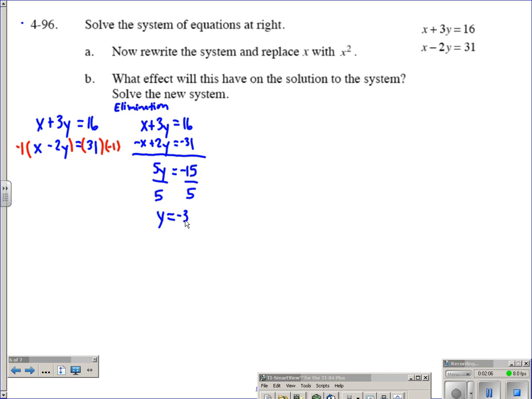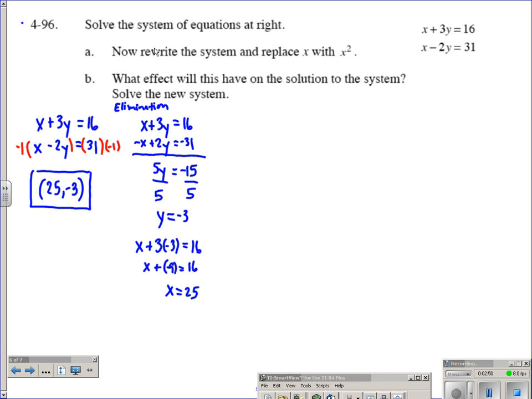Now to find the x coordinate, let's take the -3 and plug it back in for our y. So we're going to say x plus 3 times -3 equals 16, which means x plus a -9 equals 16. If we add 9 to each side, we get that x equals 25. So our solution to the system is the point 25, -3. That is our solution to the system of equations.